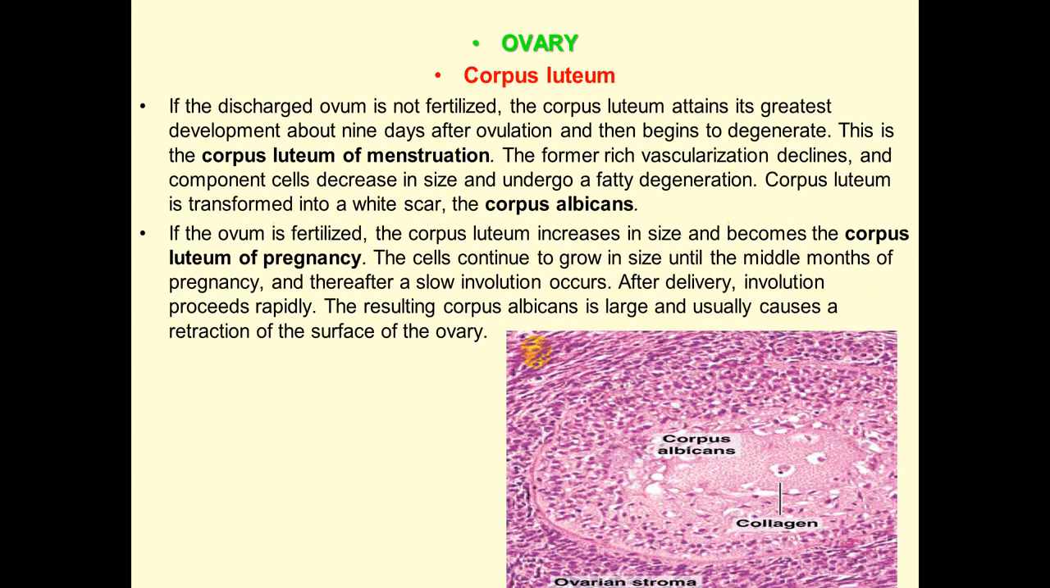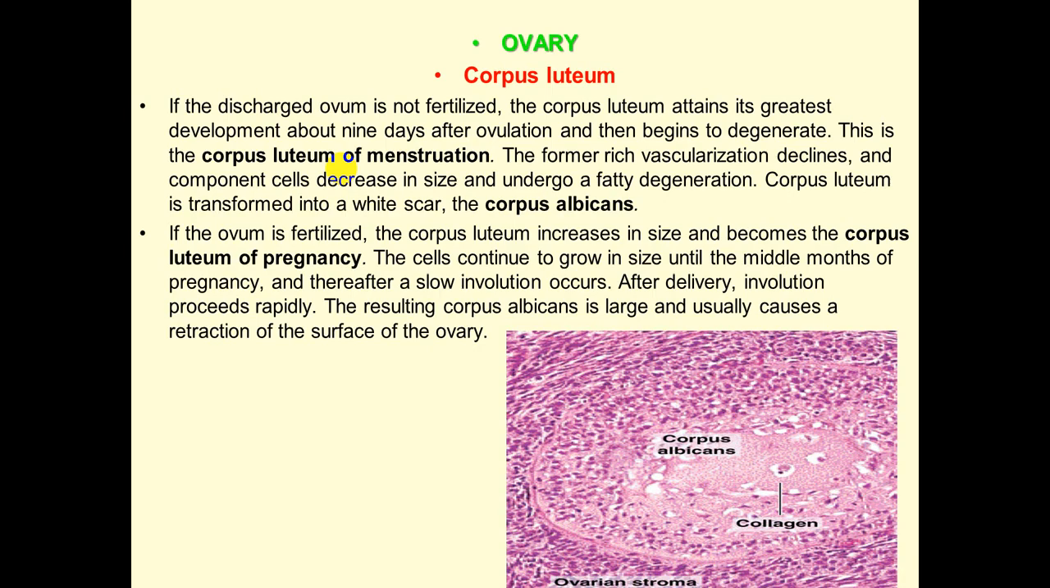How long does the corpus luteum live? We distinguish two types of corpus luteum. The corpus luteum of menstruation. It means that the corpus luteum lives up to the end of the sex cycle, up to the 28th or 27th day of the sex cycle, from the 14th day to the 27th day, and produces progesterone, of course.